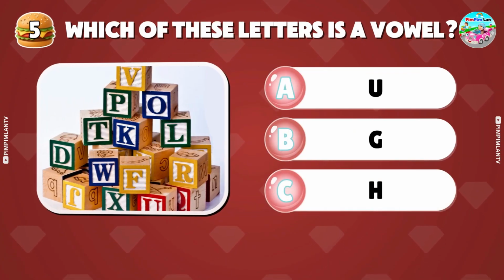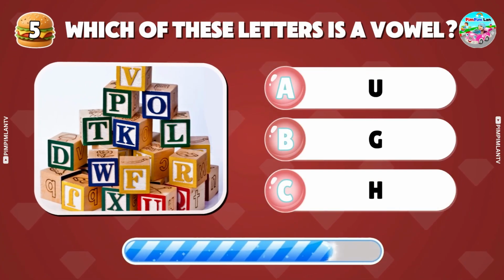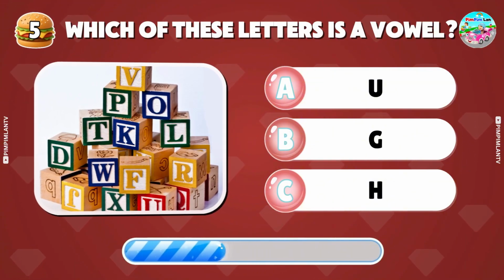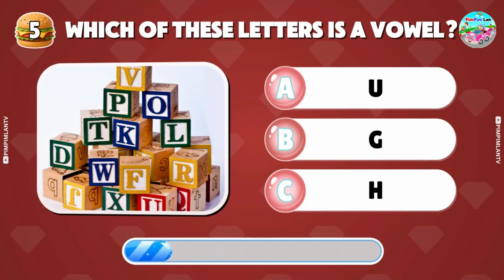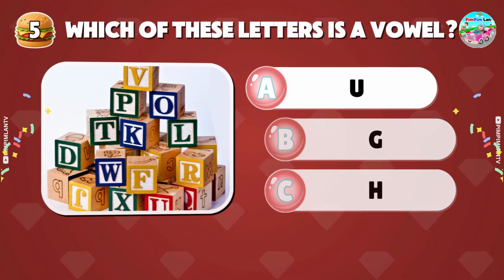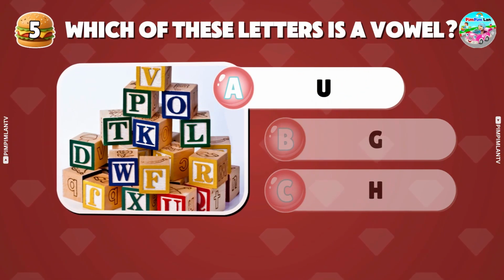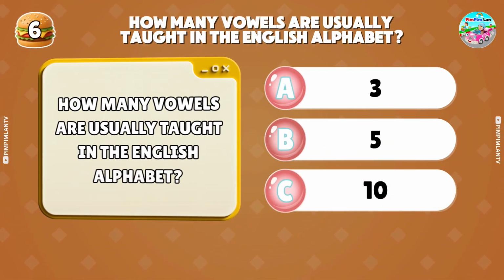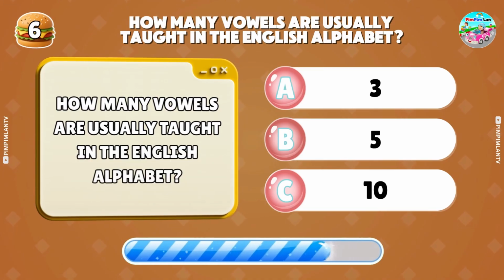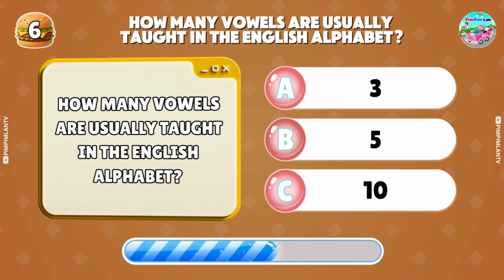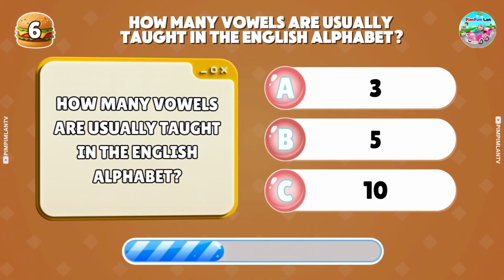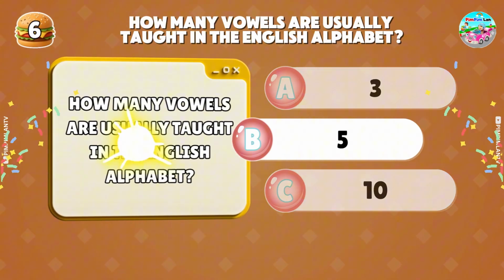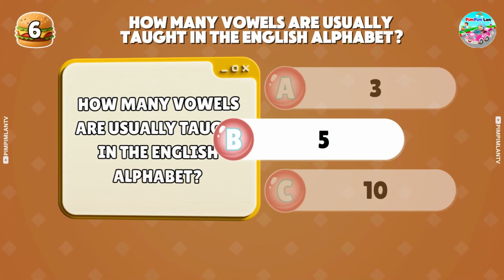Which of these letters is a vowel? U wraps up the vowel lineup nicely. How many vowels are usually taught in the English alphabet? Five vowels do a lot of heavy lifting in English.